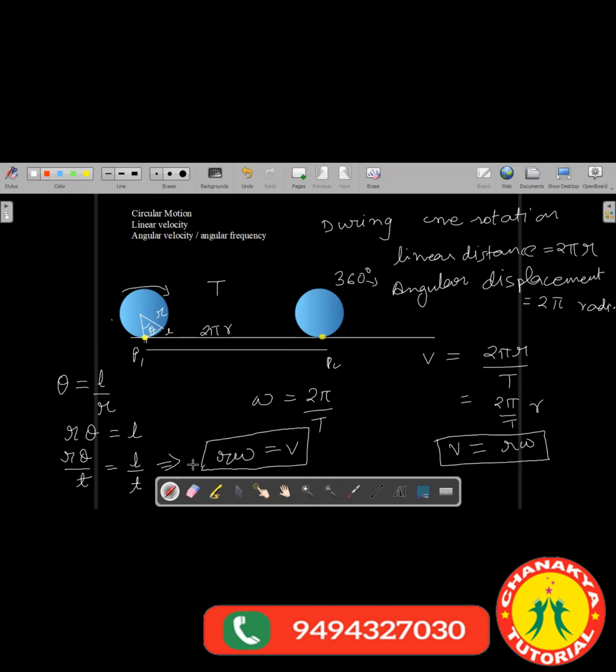So we got the relationship between linear velocity and angular velocity. Now we can also relate angular acceleration. In a similar way, we can write down angular acceleration. Angular acceleration means the object is not moving with a uniform velocity. It is accelerating. The speed of rotation can be increased or decreased.